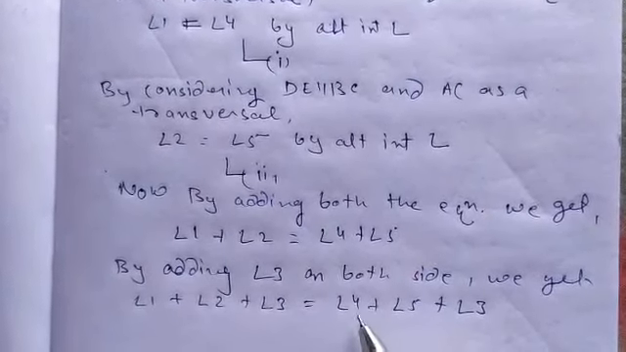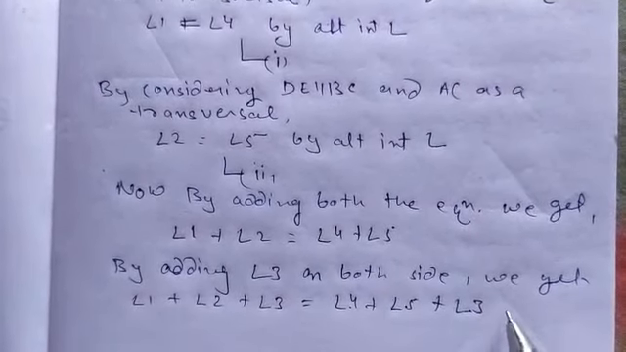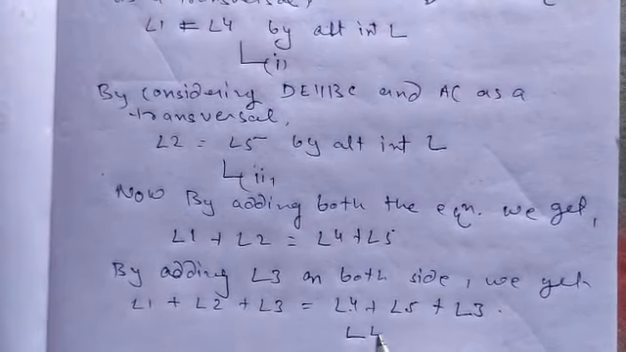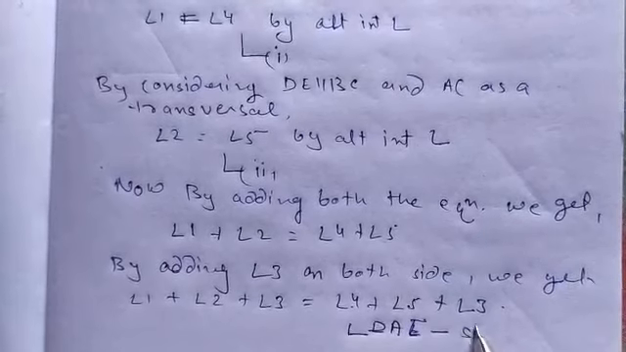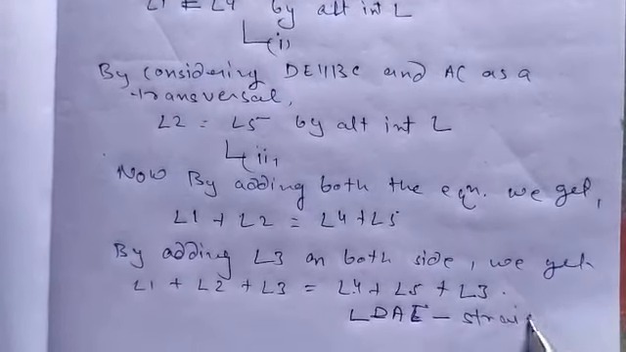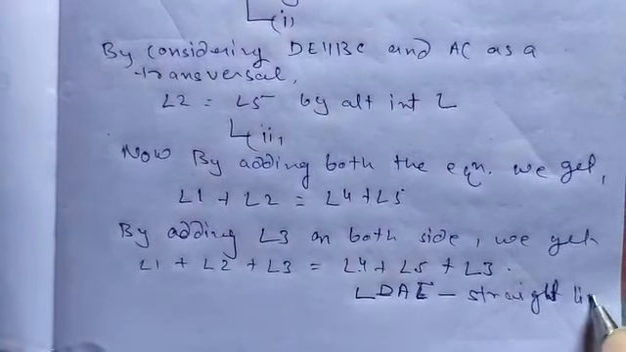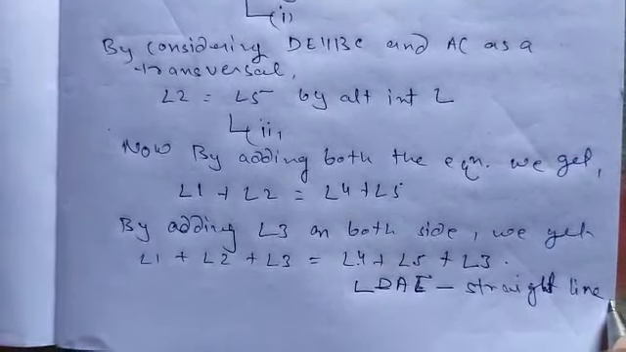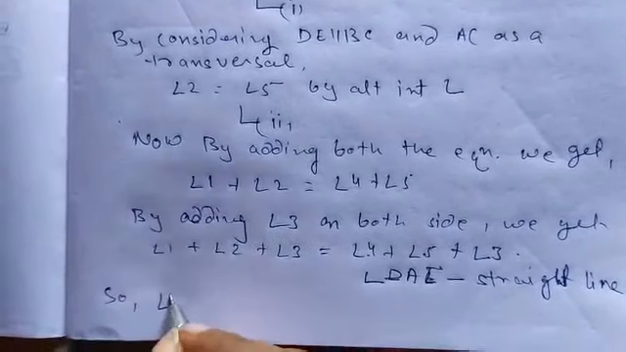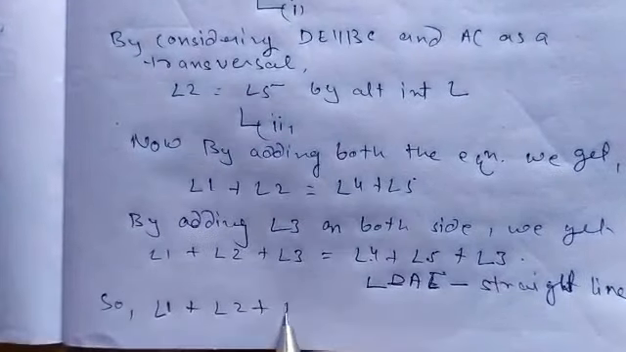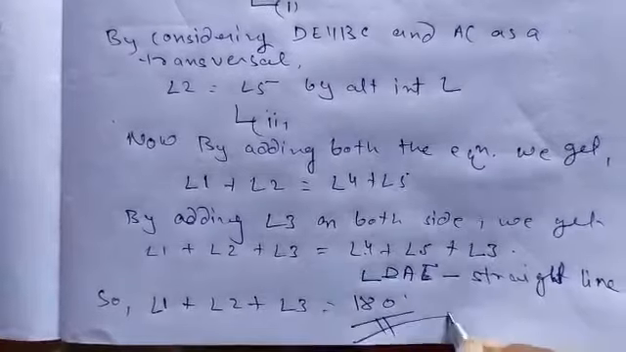Now as we can see that angle 4 plus angle 5 plus angle 3 makes angle DAE, which makes a straight line, which is always equal to 180 degree. So we can say angle 1 plus angle 2 plus angle 3 is equal to 180 degree. Now proved.